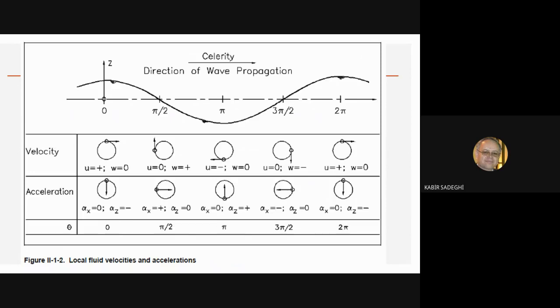Here, we see the relation between the velocity and acceleration in different points. First, you see the velocity when theta is zero. The horizontal axis is theta. And you see that velocity is maximum and horizontal here and is positive and maximum. While the velocity component in Z direction is zero. There is no velocity here. That is zero.